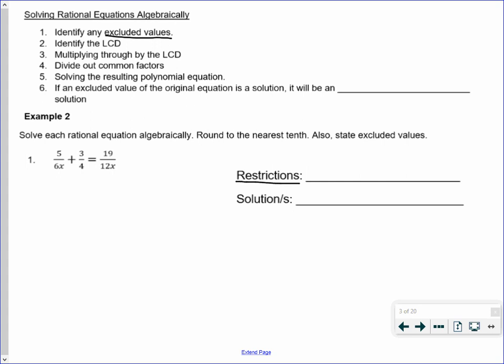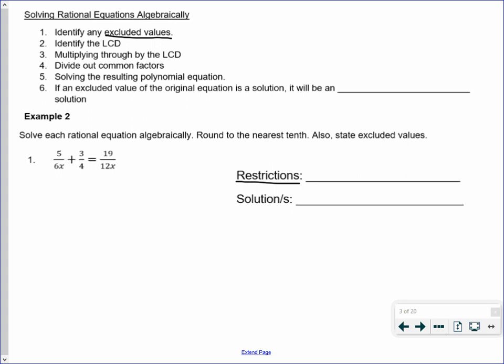Our restrictions are going to be our excluded values. Okay? So they can be used interchangeably. Your restrictions are going to be your excluded values. So don't be confused by the wording. It's very, very identical. Pretty much the same thing. So once we figure out our excluded values, the next thing we're going to do is identify the LCD.